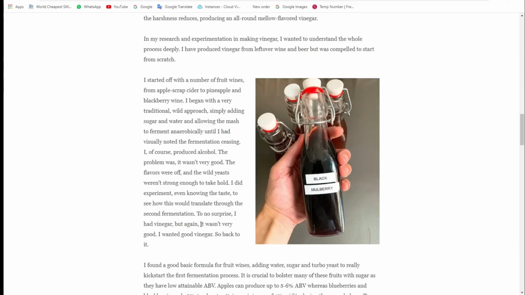I started with a number of fruit wines: apple, grape, cider, pineapple, and blackberry wine. I began with a very traditional wild approach, simply adding sugar and water and allowing the mash to ferment anaerobically until I had visually noted the fermentation kicking in. I of course produced alcohol. The problem was it was not very good. The flavors were off and the yeast was not enough to take hold.